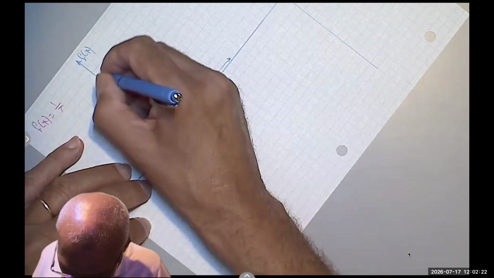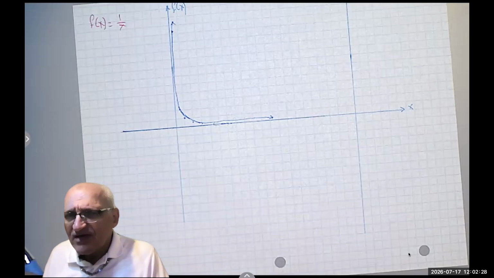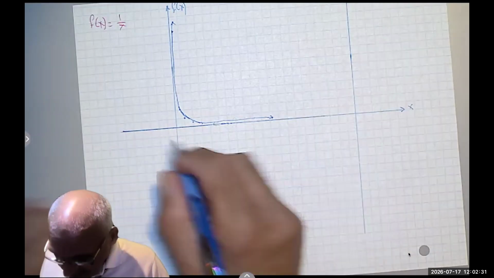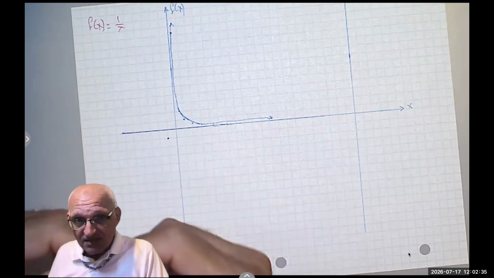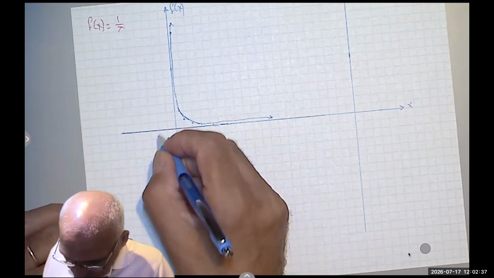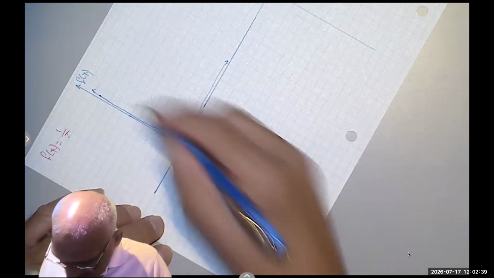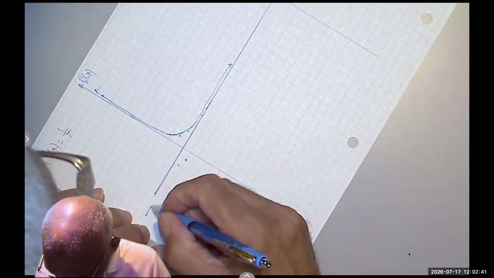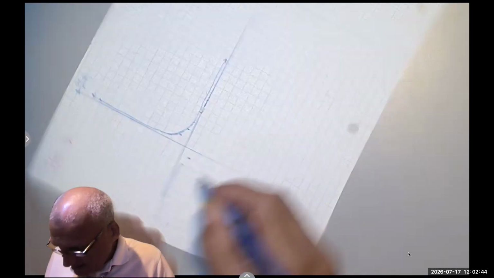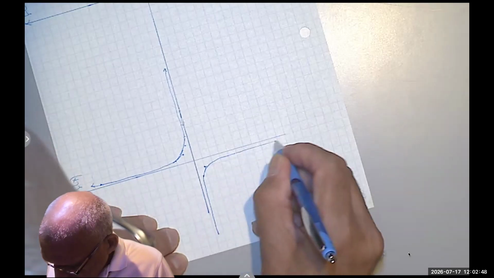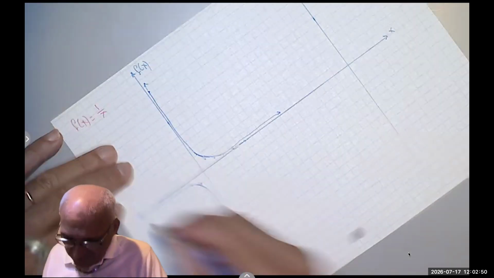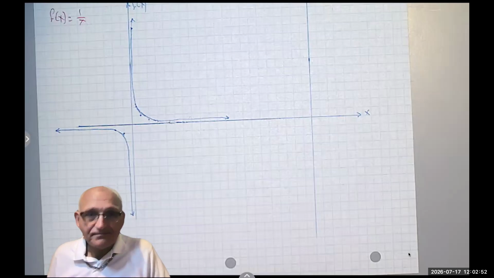Again, both the x and the y axes are asymptotes. And then you say, what if x is negative? Well, if x is -1, 1 over -1 is -1. 1 over -2 is -1/2. And you get a mirror image of that across from the origin. And this is 1 over x.